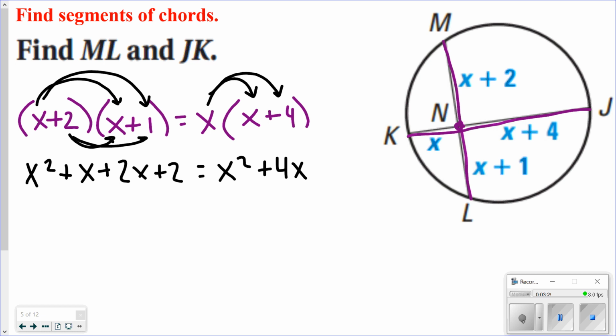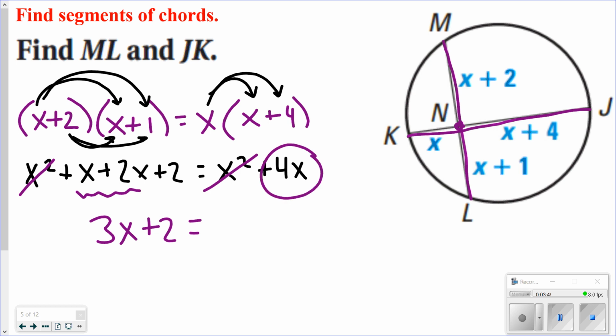So if you look at this equation, we notice right away that we have an x squared on this side of the equation and an x squared on this side, meaning that they are going to cancel out. I also have x's here that I can combine together. So x plus 2x is 3x. And then we have that plus 2 is equal to, and then the only thing that's left over here is this 4x. So now I can solve for x, and I solve for x by subtracting 3x on each side. And I end up getting that 2 is equal to x.